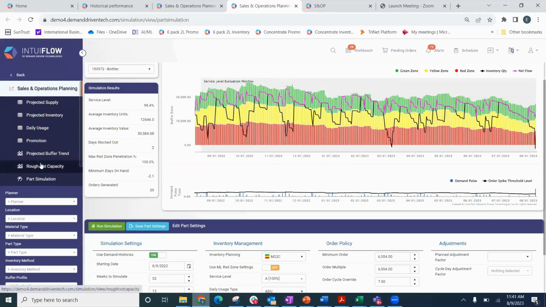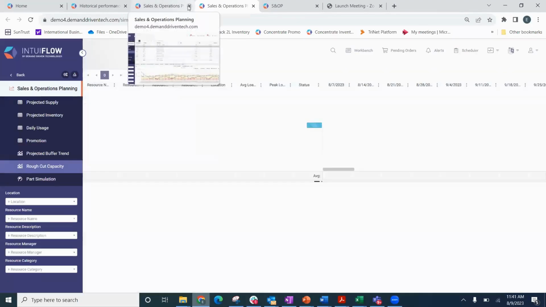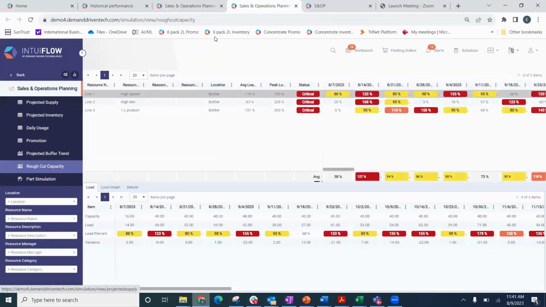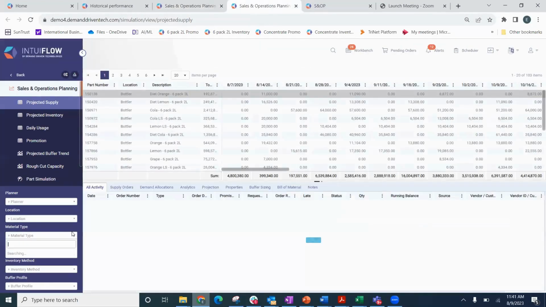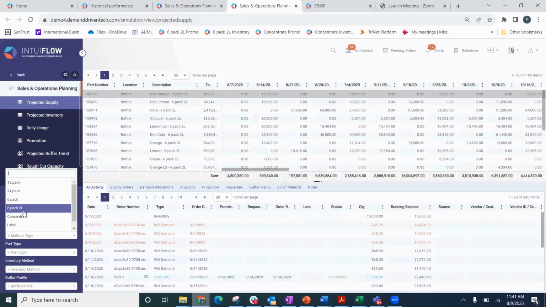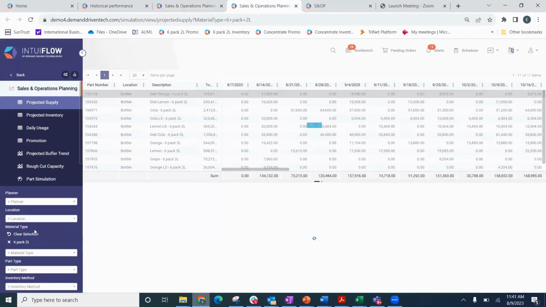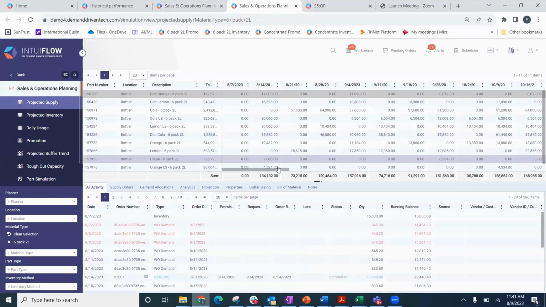The next thing we wanted to look at is this concept of rough cut capacity plan. I'm going to close a couple of these windows. Now we're going to go to the RCCP view. What we're doing is taking the projected supply, and I'm going to go to this view and pick a material type. We're going to look at the line 1 items, which are the 2-liter 6-packs, and see the production volumes for those items going forward.